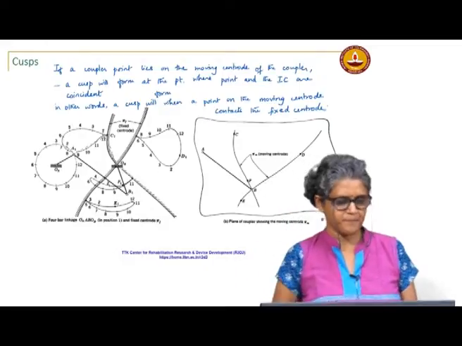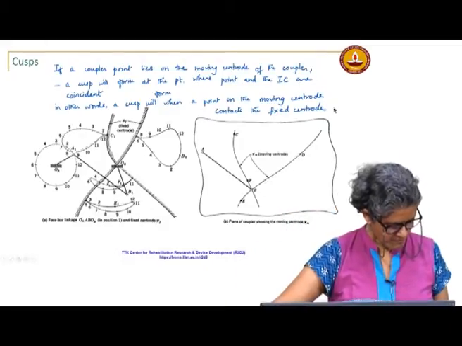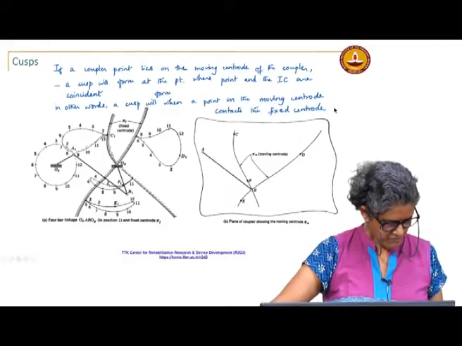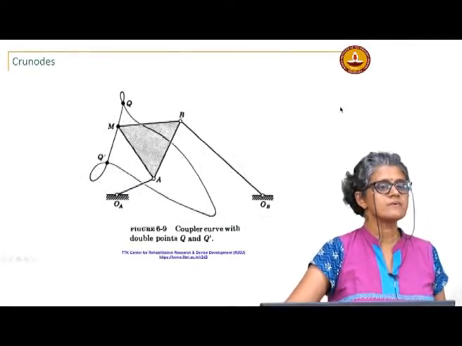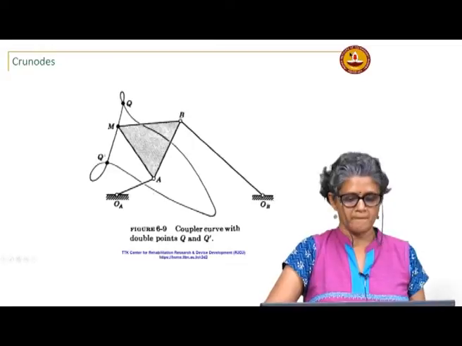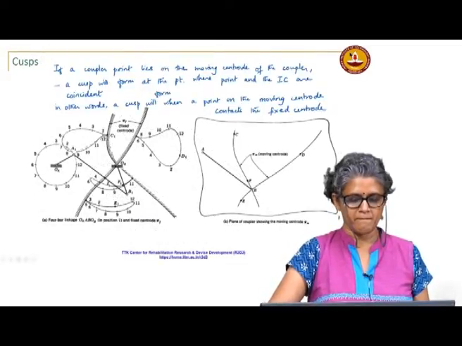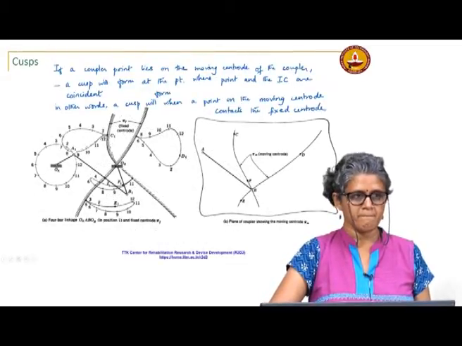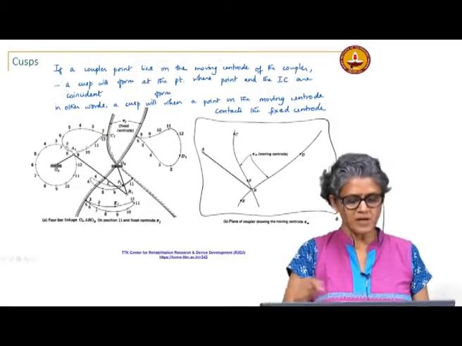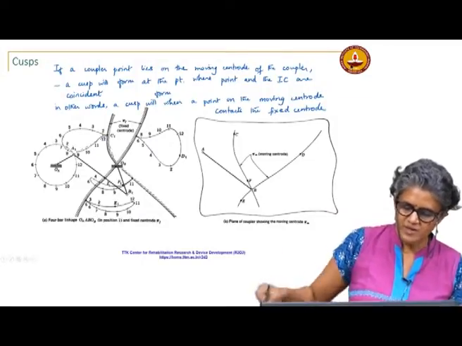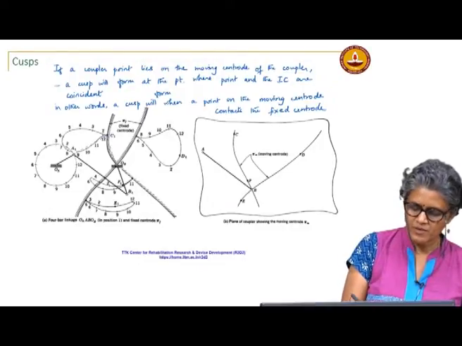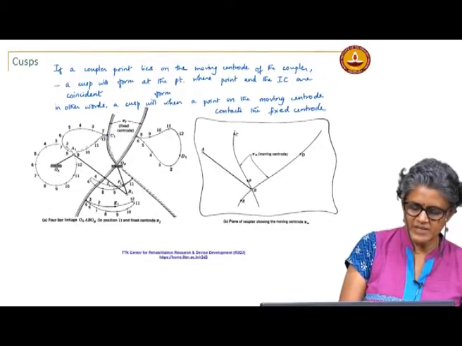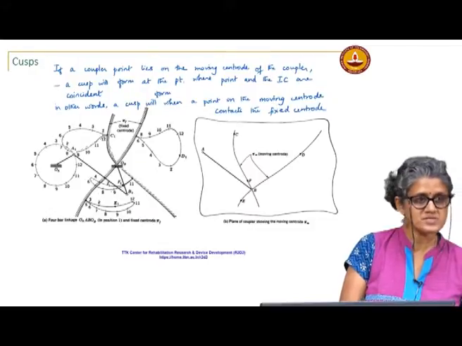Okay. The case of the crew node. Can you go back? Those other curves, those are coupler curves. Those are also coupler curves for these points. So, F is a point on the coupler. Okay. So, F will trace this curve.